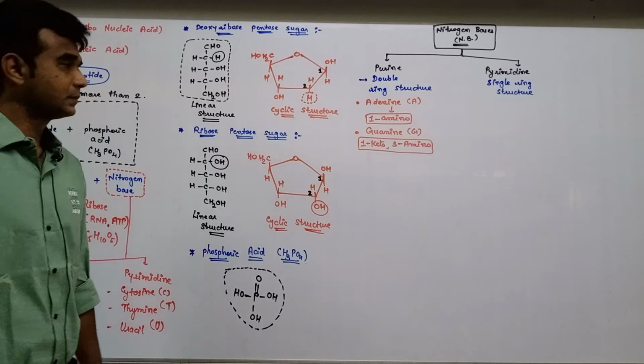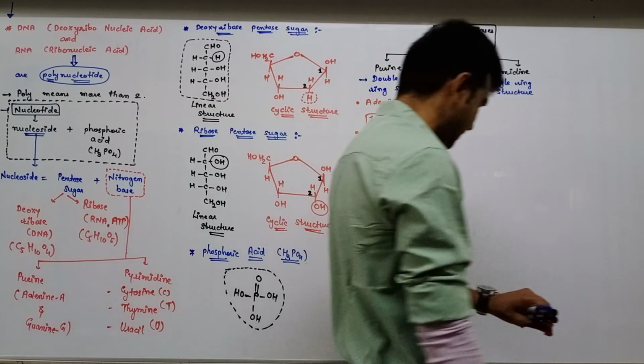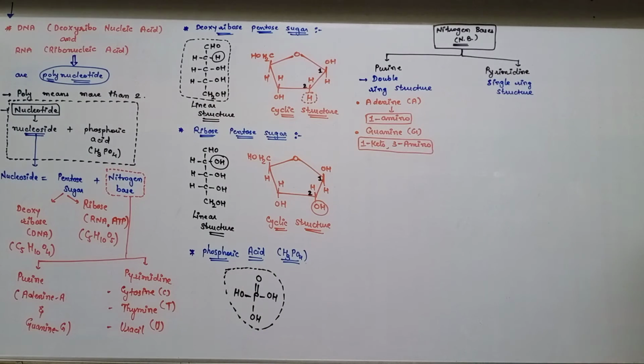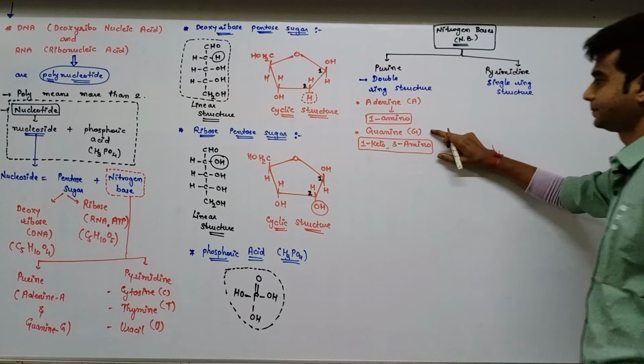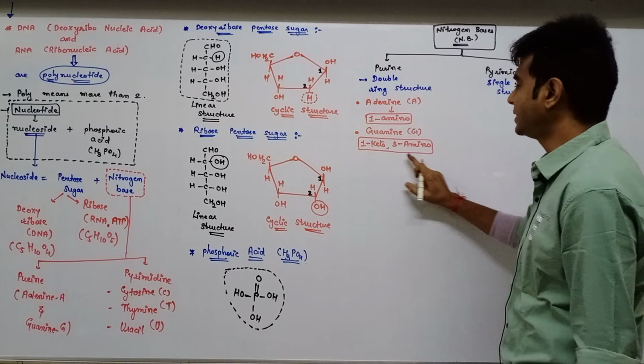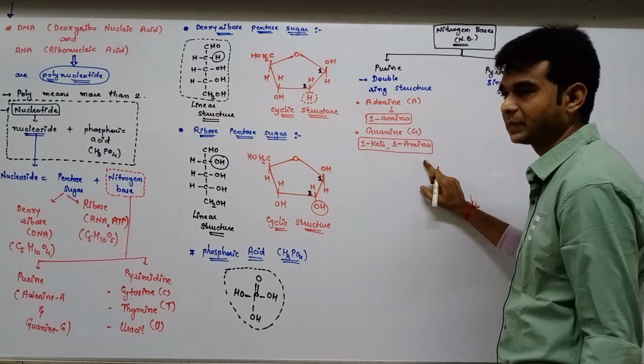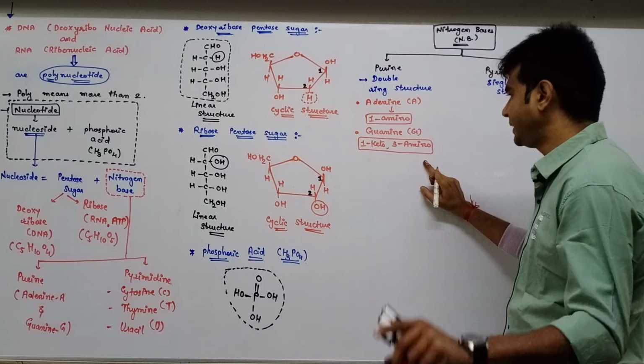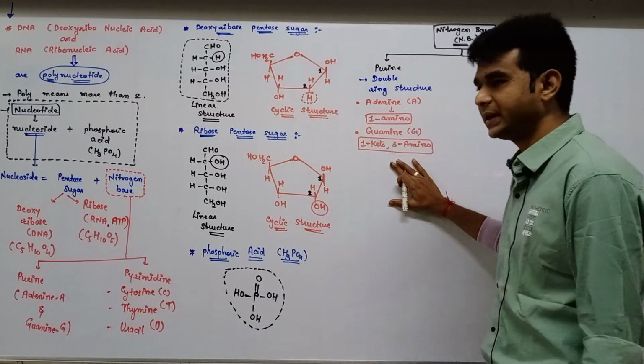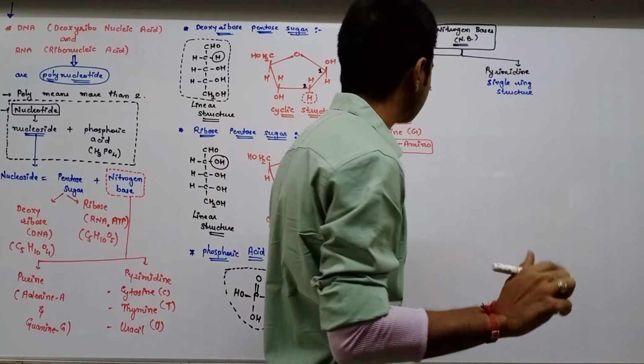See, adenine can be represented by capital A. The code of this is 1 amino. Guanine is represented by capital G. 1 keto 3 amino code is there. Wait for a few minutes. I will tell you the ring structure.